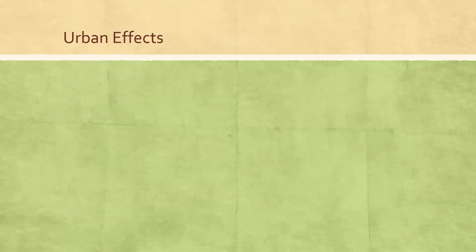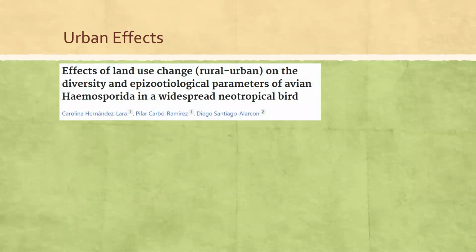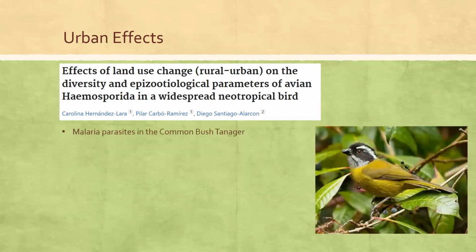And to wrap things up, I have a couple of papers here, a few studies looking at how a couple of these pathogens fare in urban versus rural environments. This first one, entitled Effects of Land Use Change on the Diversity and Epizootiological Parameters of Avian Hemosporidia in a Widespread Neotropical Bird. So here we're looking at malaria parasites in the common bush tanager, this beautiful bird on our right here.